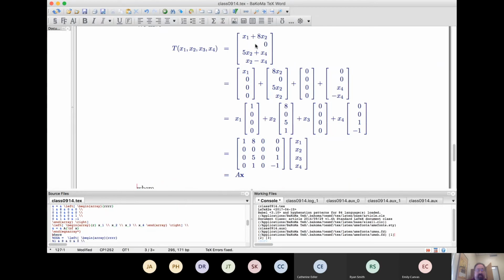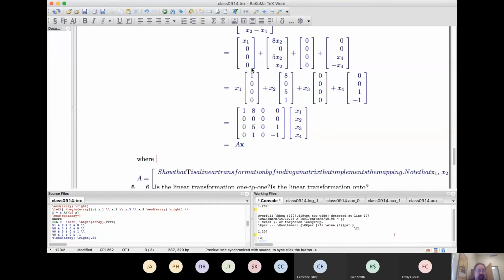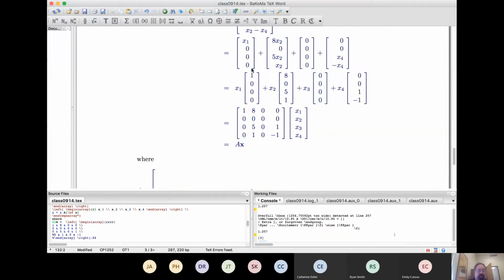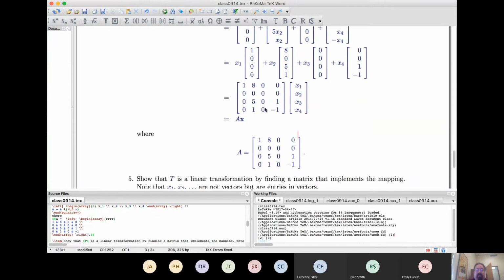Right, so just to summarize, this is the matrix involved. So this is the standard matrix of this linear transformation. And the column of zeros here is just because this transformation doesn't actually rely on x3. Whatever value it is, it plays no role.